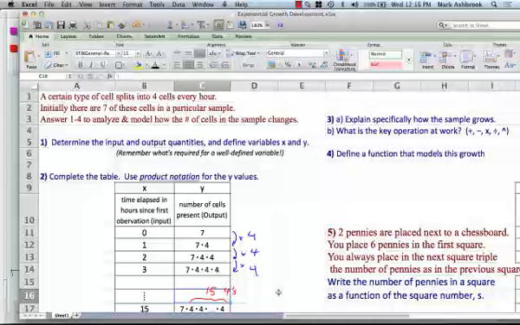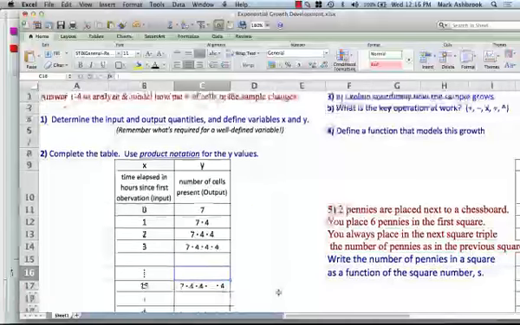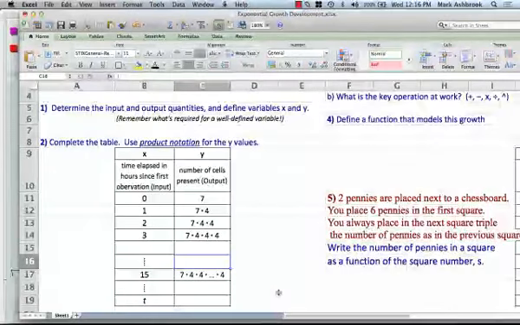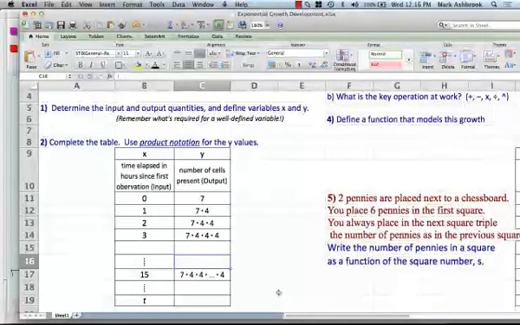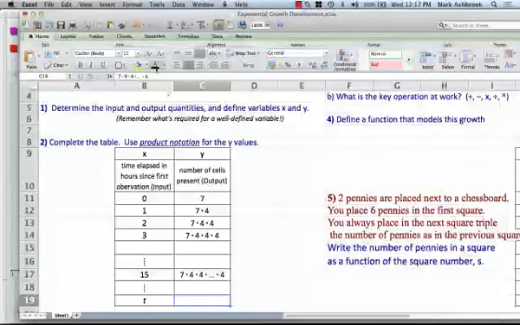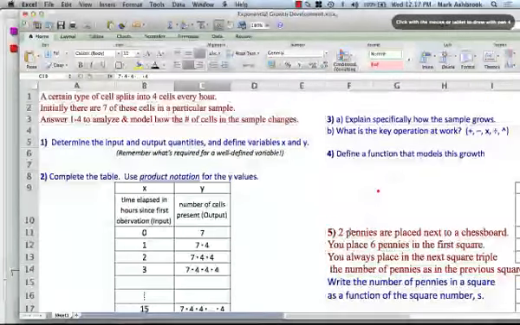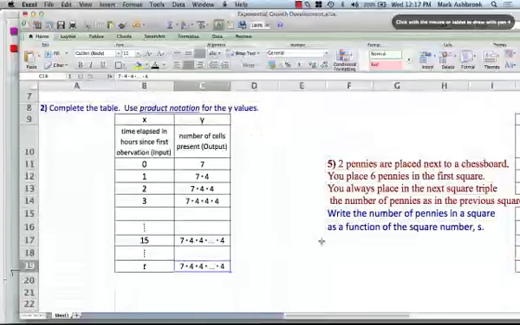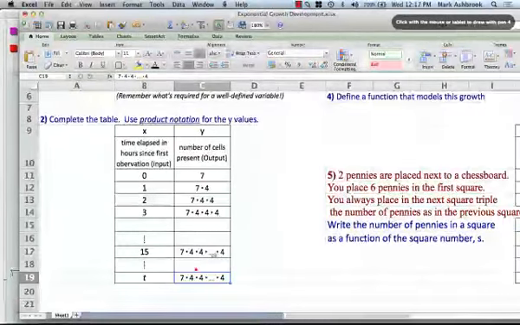So then what about after T hours? How would you use product notation to show the number of cells after T hours? Same thing you did for 15, except that little bracket that you put up there. And what does it mean? Just tell me what it means. It means that you're quadrupling the number of cells you have every hour.